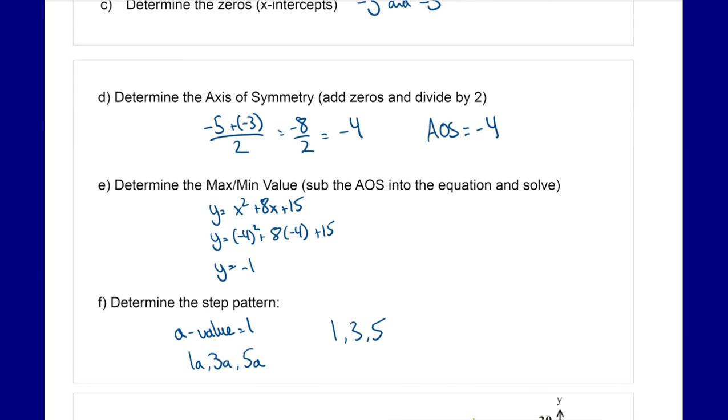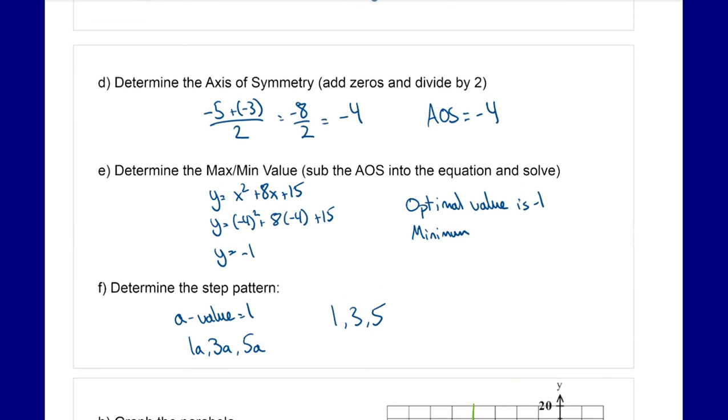We can plug that value back into our equation. I plugged it back into the original standard form, I find it a little bit easier to use, and we get a value of -1. So this means that my optimal value is -1, and I do know that it is a minimum again because my a value is positive. So that means it's opening up.